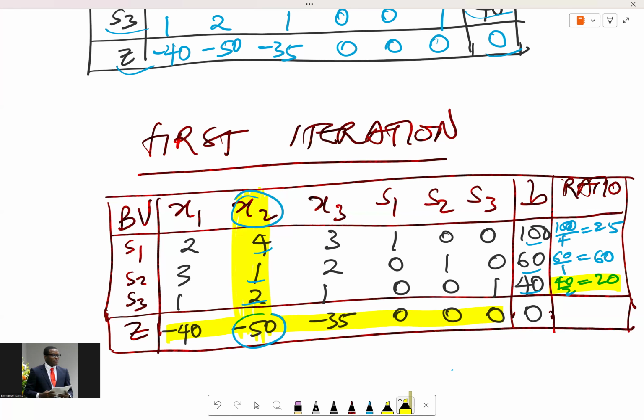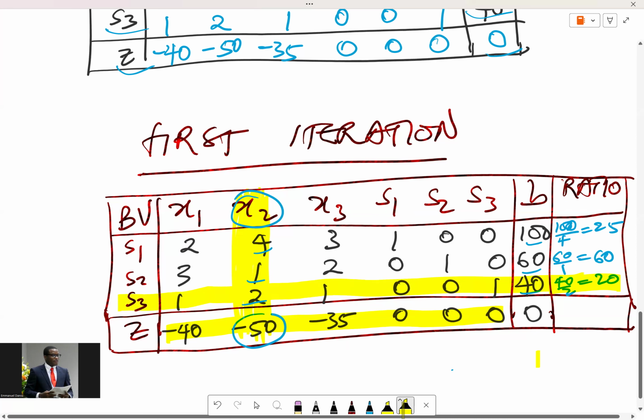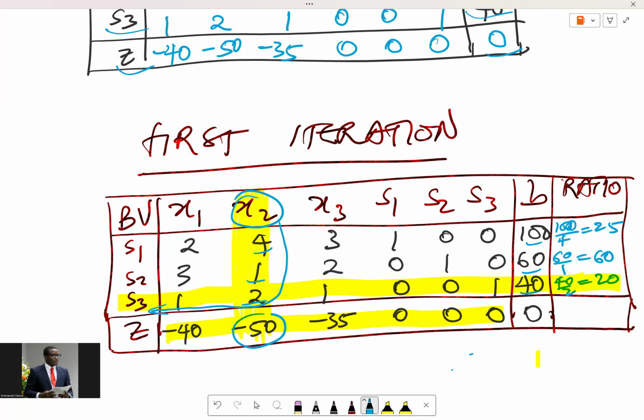So in that case, you have to trace it down here. That tells you that this x2 is coming to replace S3. Okay, and that means that your pivot is this number two. This two now is going to be your pivot.